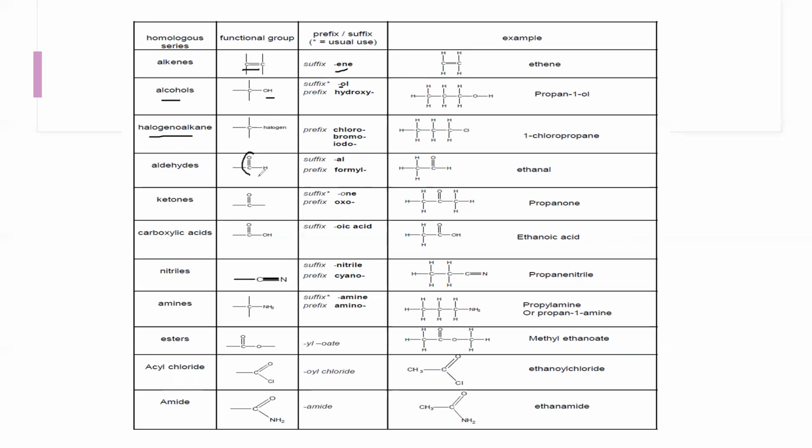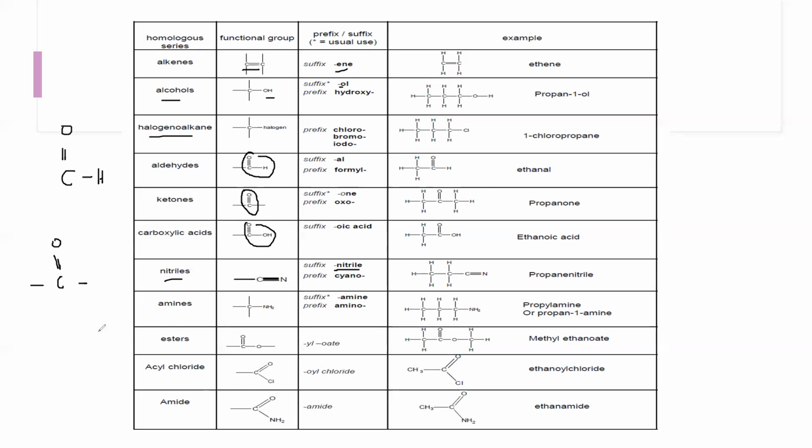Aldehyde: when C double bonded with O and H is there, we call it an aldehyde. And if only C double bonded with O is there, then we call that a ketone. In an aldehyde, the carbon having the C double bonded with O is always at the end, whereas in a ketone, the carbon will be between the other carbons. Carboxylic acid: C double bonded with O and OH. Nitrile group: carbon triple bonded with nitrogen. If we use it as a suffix, it is nitrile. If we use it as a prefix, at the start of the name, it will be cyano.